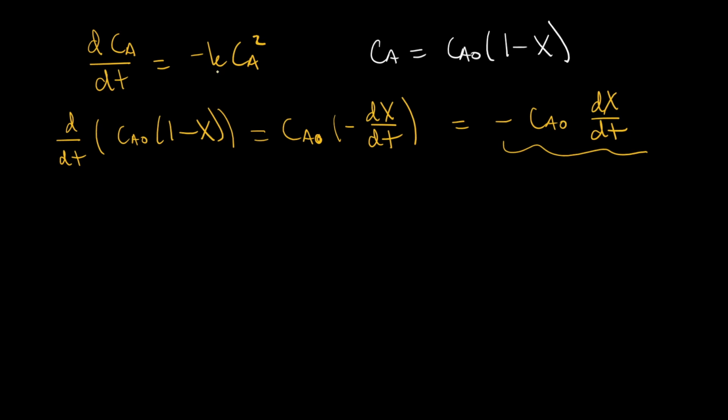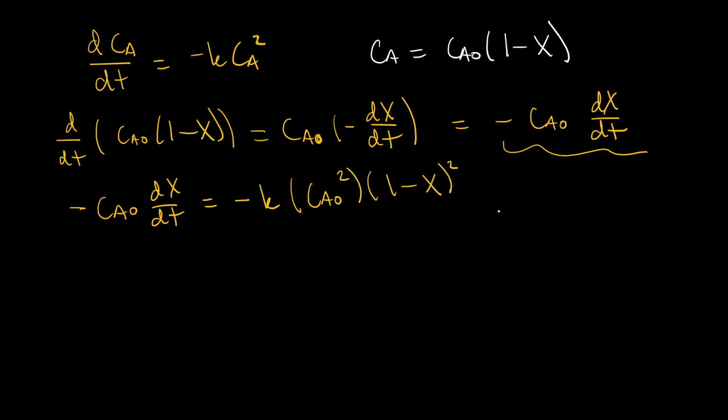The right-hand side we can just plug in. So I'll rewrite this as negative Ca0 dx/dt is equal to minus k Ca0 squared. So that's the first term, 1 minus x squared. And so now we can start trying to solve this equation. First, I'm going to cancel out these negative signs. I'm also going to cancel out this Ca0 with one of these two Ca0s.